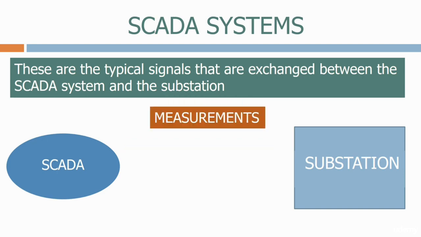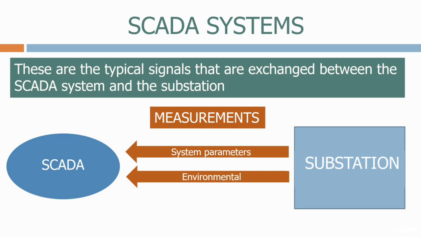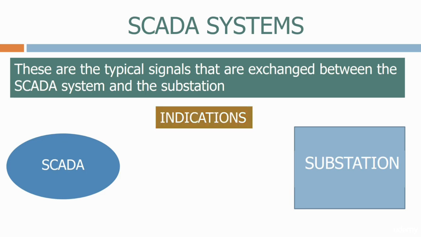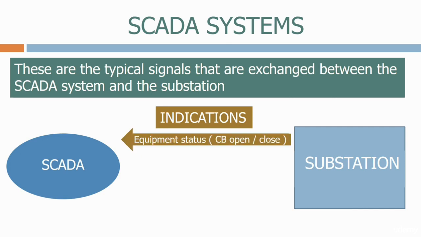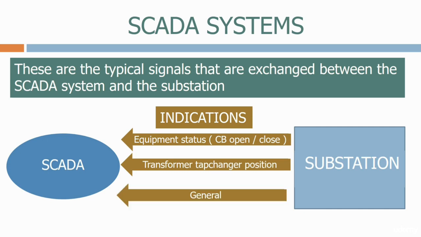Next, we have measurements. These include system parameters, such as the level of power flowing and the levels of the voltages and currents. We have environmental measurements, such as the temperature inside the substation. Finally, we have indications from the substation into the SCADA system. These include equipment status, such as whether the circuit breakers are open or closed, the transformer tap changer positions, and general indications, such as whether the doors are open or not.